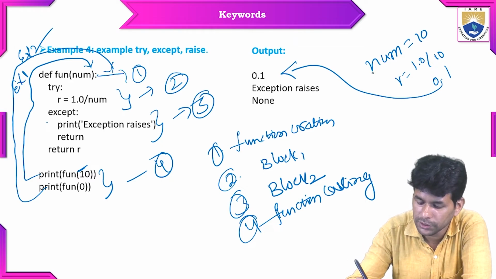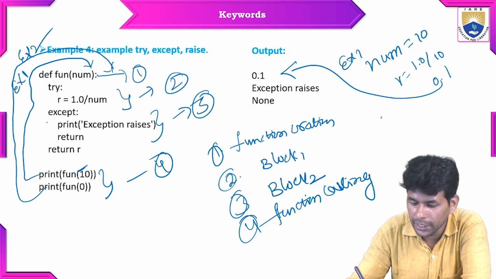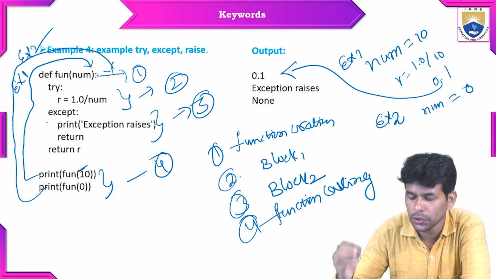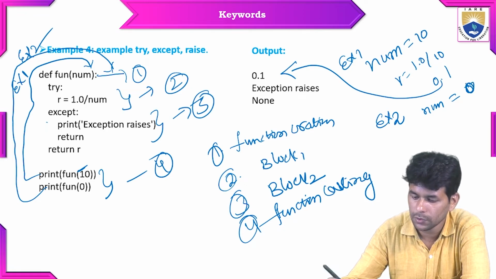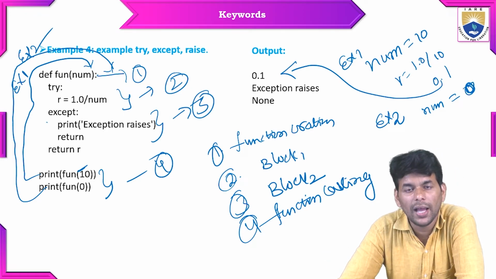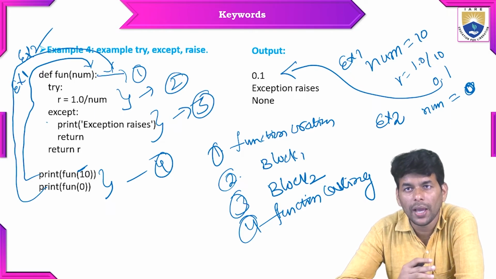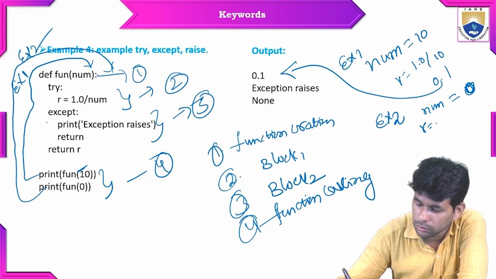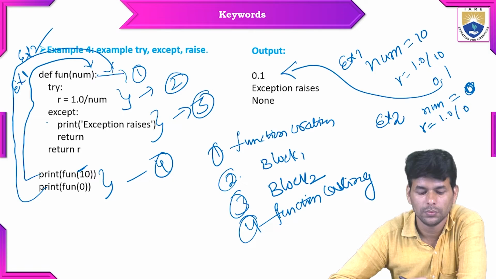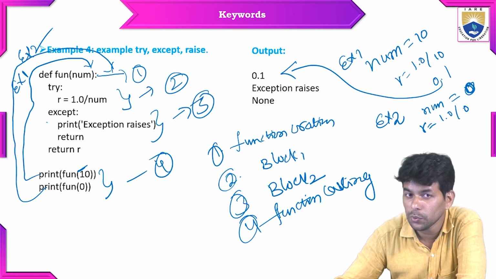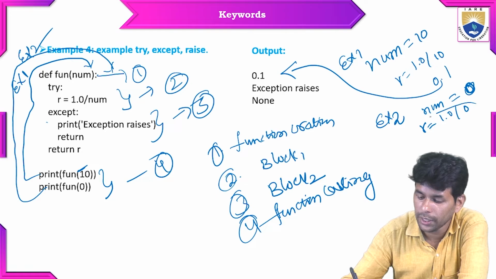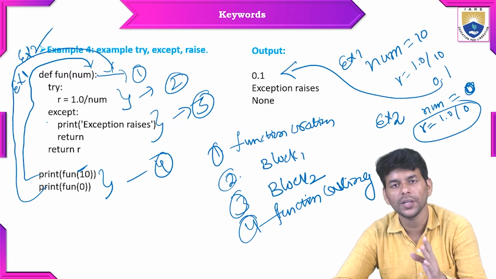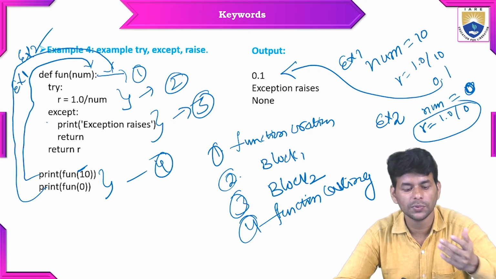If execution 2 arises, then what happens? That was for execution 1. I have taken this for execution 2. Then the number becomes 0 now. So then what happens? Very simple. r equals 1.0 divided by 0. Then it is a division by 0 exception. So when we try to perform a division operation with 0, it will lead to an exception. Then the exception arises here.